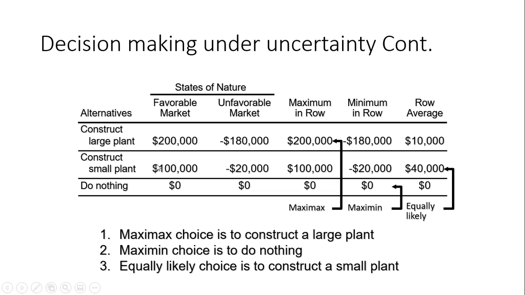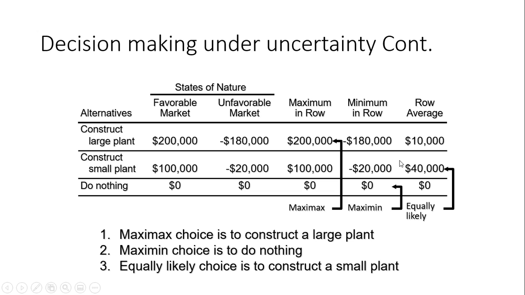For construct small plant, you add 100,000 to negative 20,000 and have 80,000, which divided by 2 gives 40,000. For the do nothing alternative, you add 0 to 0, divided by 2, which gives 0. So you have three values, one for each alternative: 10,000, 40,000, and 0.